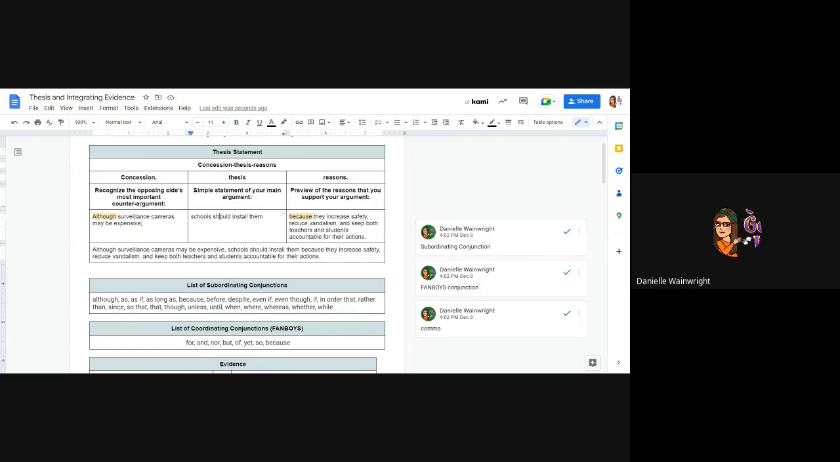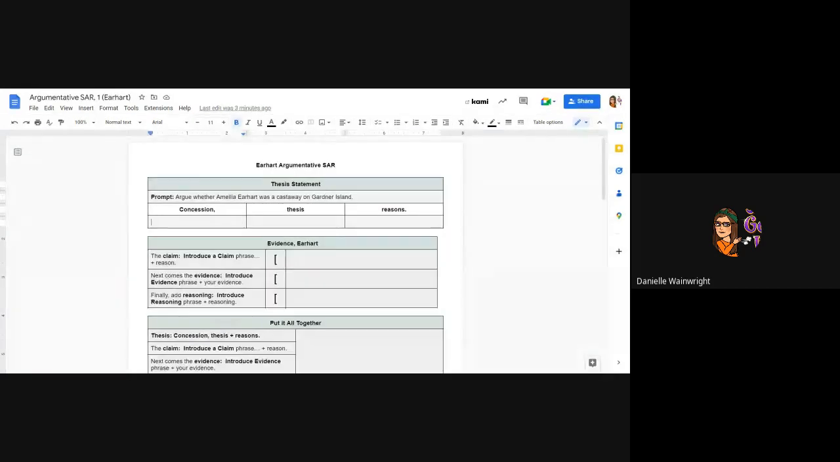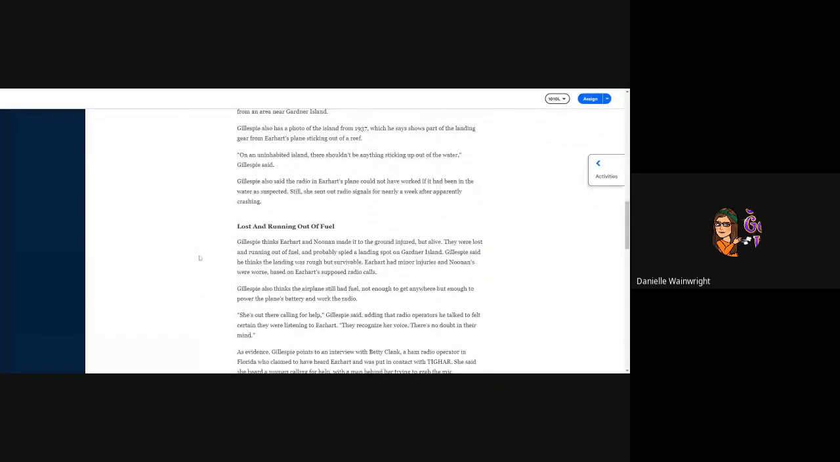So let's go back to Amelia Earhart. If you believe that Amelia Earhart did land and then pass away on Gardner Island, you would still have to acknowledge the people who don't. And if you think she didn't, you have to acknowledge the people who do. All right, so let's just pretend like we think she did. So let's look back at our article and see some of the arguments that she didn't.